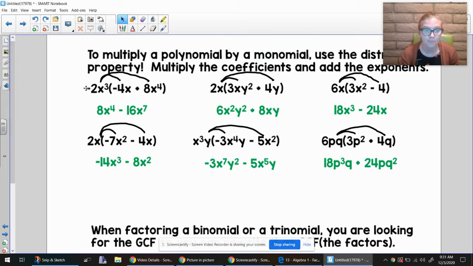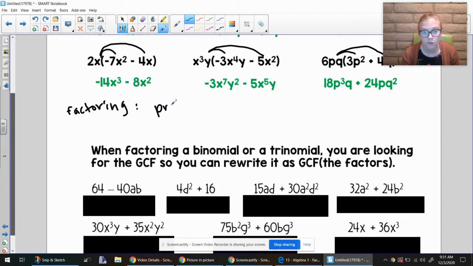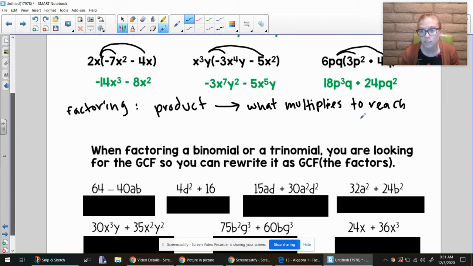Once we feel confident in multiplying, we are going to reverse the process. So we are going to factor. Factoring means to reverse this. So we're going to go from the product, and we are going to find what multiplies to reach the product. These are called the factors. So we're going to find the factors.